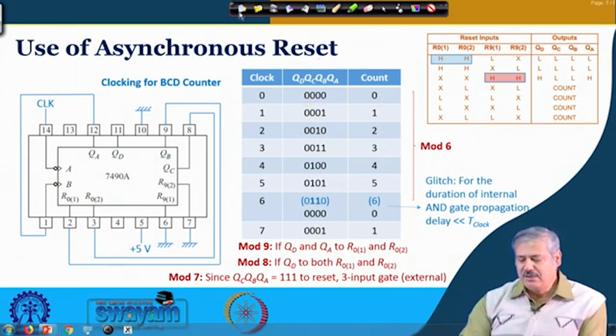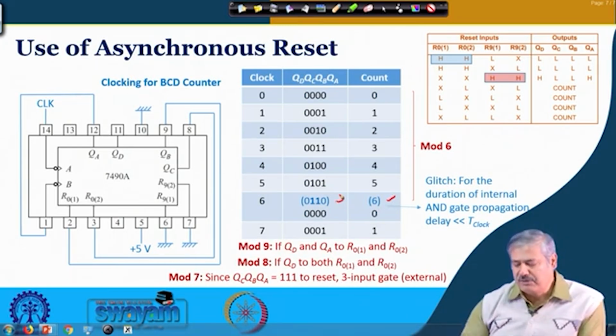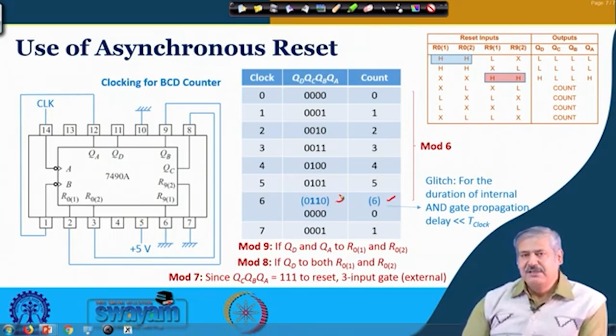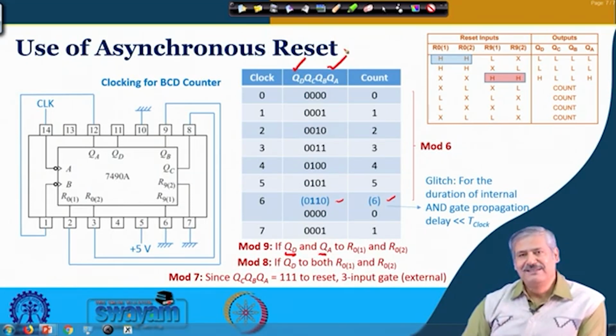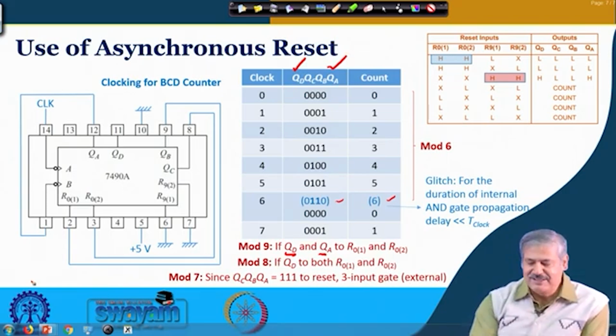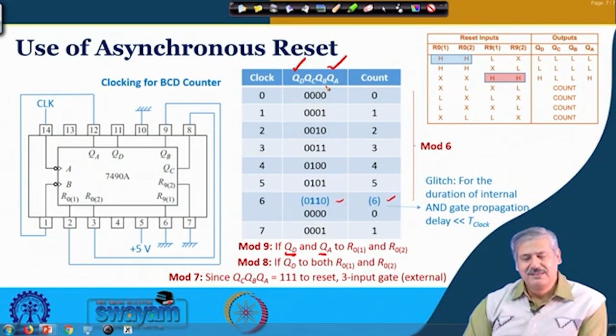Now, having noted this, that 0 0 0 0 to 0 1 0 1, wherever it goes, then that and 0 0 stays together in this particular mode. Okay. So, if QD and QA, right, this is QD and this is QA, if they are sent here instead of QC and QB, right, QC and QA are sent, now we are sending QD and QA to this asynchronous reset. What will happen then?